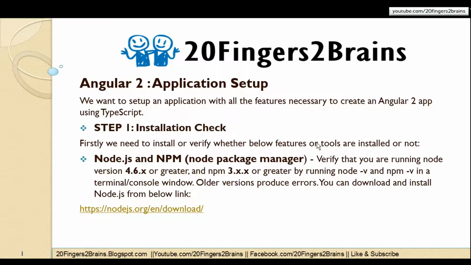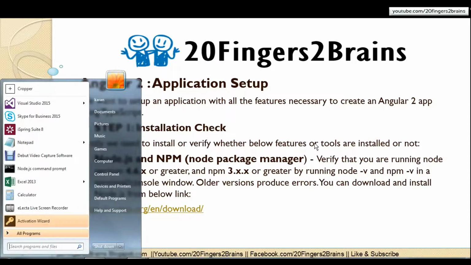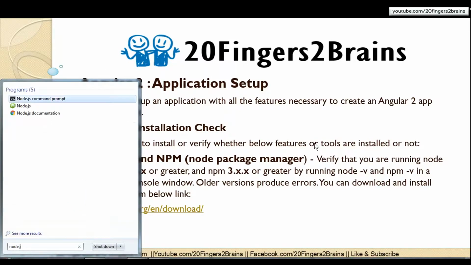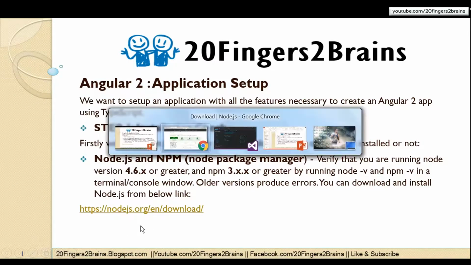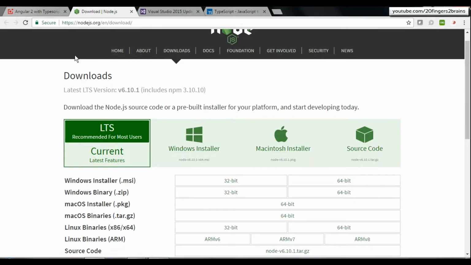So we need to install or verify whether the below features or tools are installed or not. The first thing is Node.js and Node Package Manager. If you want to check if Node.js is installed on your machine, go to start and search for Node.js. If you find Node.js and Node.js command prompt in your result, that means Node.js is installed on your machine. If you don't find it, then you have to go to the official site of Node.js, click on current for the latest features, and then choose 64-bit or 32-bit and download and install Node.js.